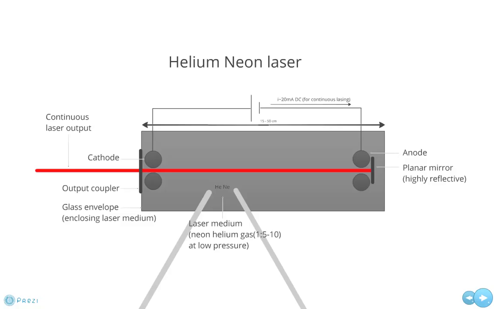In this presentation, we are going to explain the layout and the function of a helium-neon laser system. It consists of a DC power supply for the pumping process necessary to get a population inversion within the amplifying medium. A glass envelope encloses an anode and a cathode, an output coupler, a planar mirror and a lasing medium.